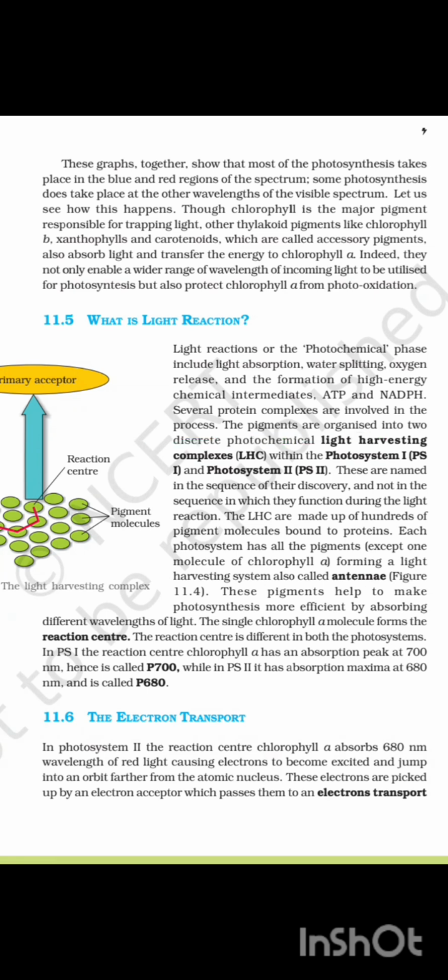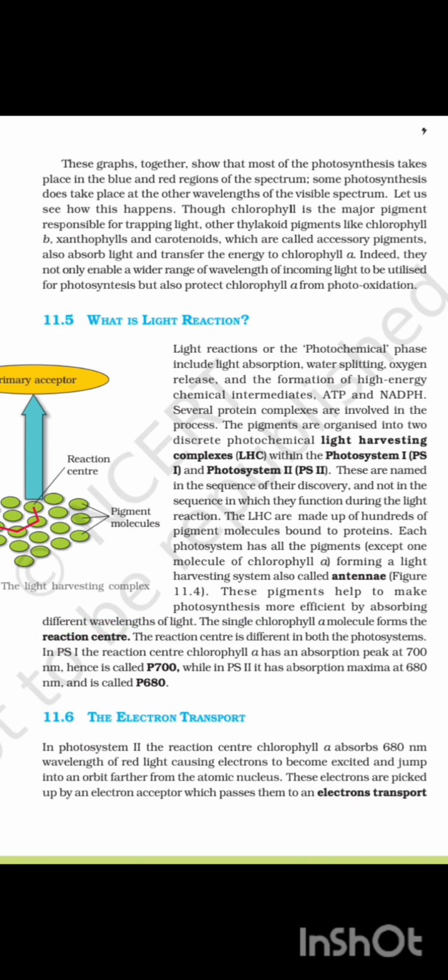The pigments are organized into two discrete photochemical light harvesting complexes, LHC, within photosystem I, PS I, and photosystem II, PS II. These are named in the sequence of their discovery and not in the sequence in which they function during the light reaction. The LHCs are made up of hundreds of pigment molecules bound to proteins. Each photosystem has all the pigments except one molecule of chlorophyll a, forming a light harvesting system, also called antenna. Figure 11.4. These pigments help to make photosynthesis more efficient by absorbing different wavelengths of light.